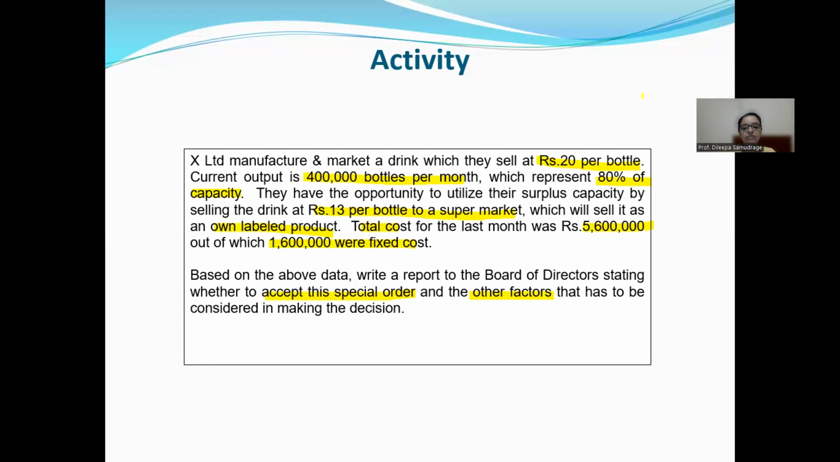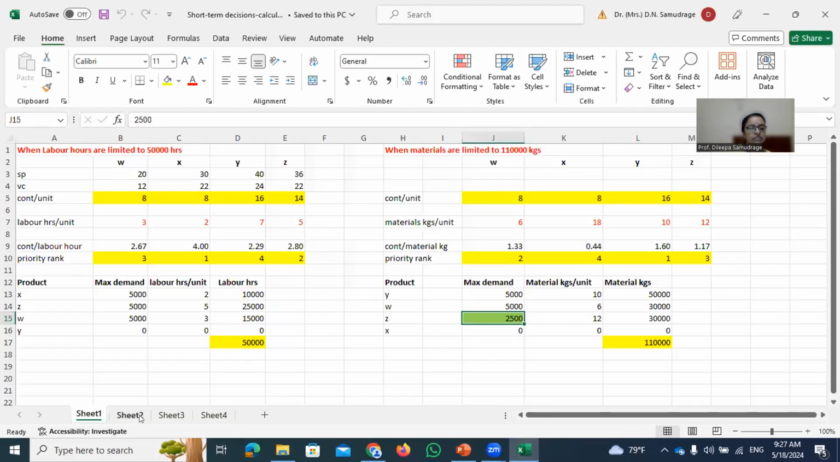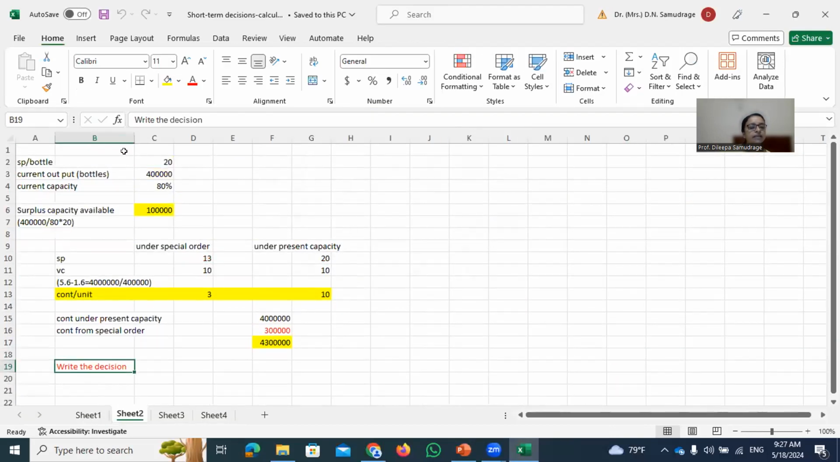So we'll look at how to present it, right? So at the examination also, you have to present it clearly, right? So let's look at this one. So these are the calculations, right? So you know, selling under normal price, selling price is 20. Current output 400,000, current capacity is 80. So surplus capacity, you can find out like this. So when you answer a question at the examination, write these things, right? Because you will get certain marks, maybe smaller marks, for these steps, right?